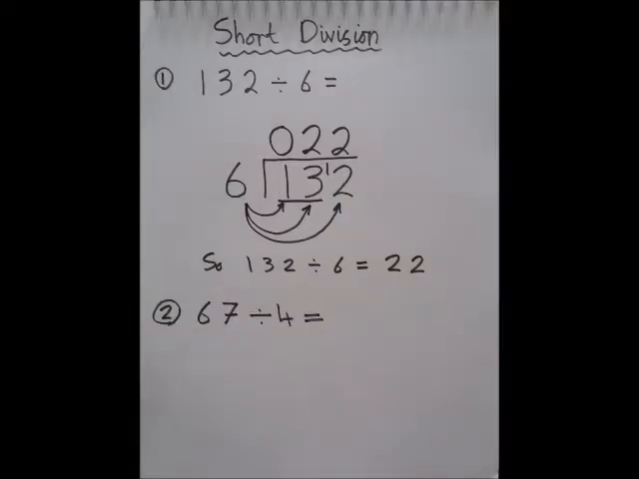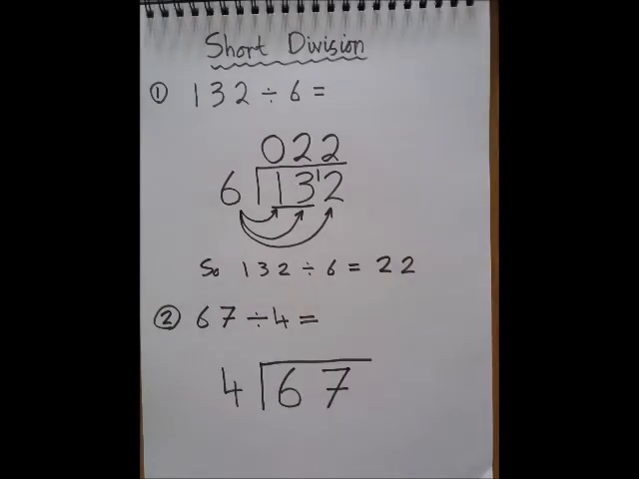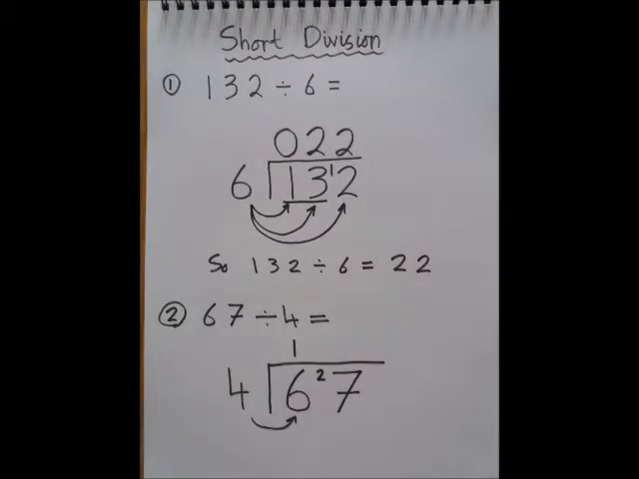So let's move on to question 2, 67 divided by 4. Once again, the first thing to do is to very carefully write down the question, and then we start asking the questions again. So how many times can you take 4 away from 6? And the answer is 1, with 2 left over.